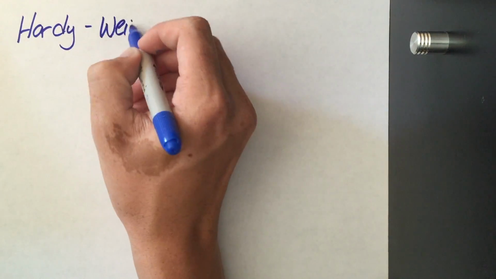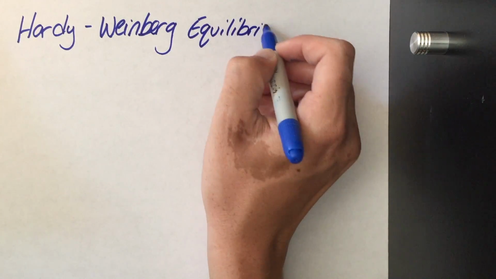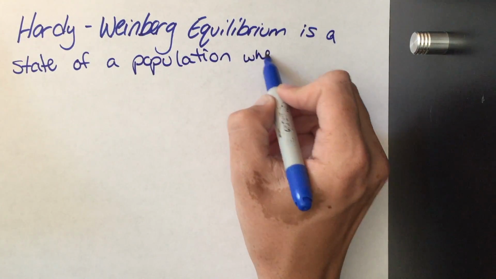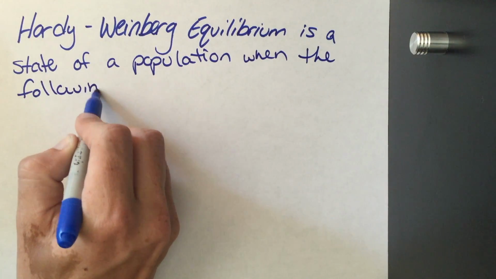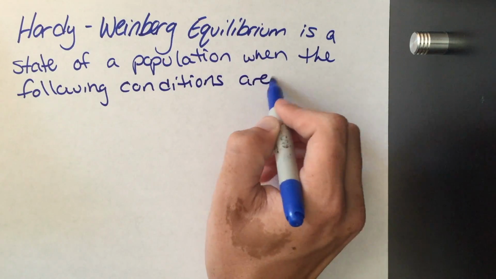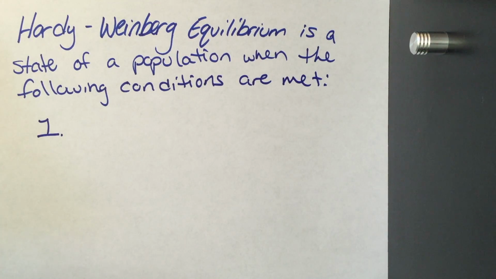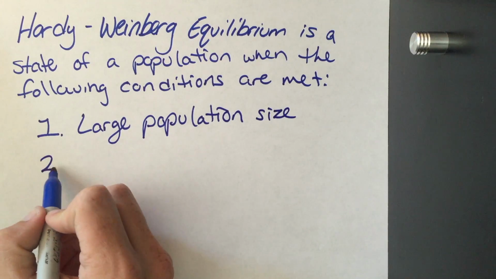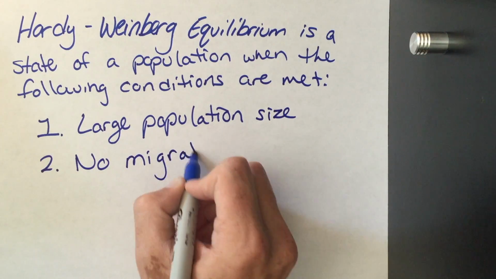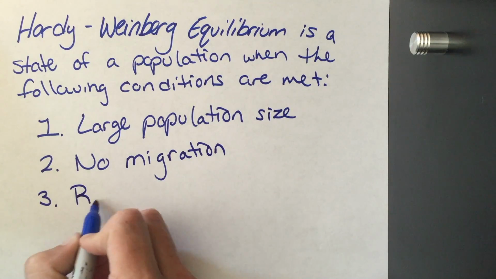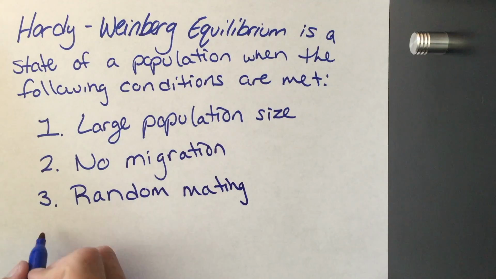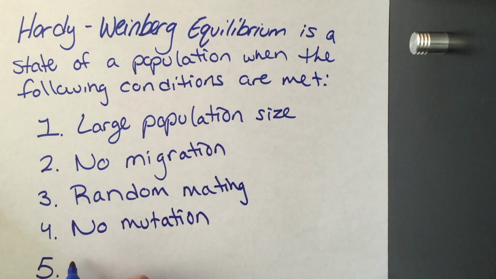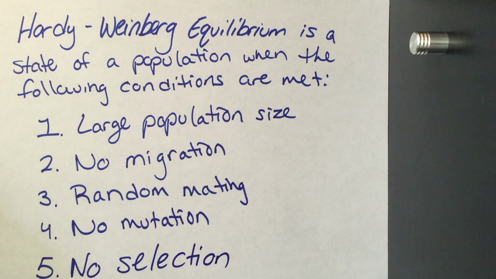First, we must define what Hardy-Weinberg equilibrium is. Hardy-Weinberg equilibrium is a state of a population when the following conditions are met. First of all, there must be a large population size. Second, there needs to be no migration. Third, there must be random mating within the population. Fourth, there can be no mutations that affect a change in the population. And fifth, there must be no selection.